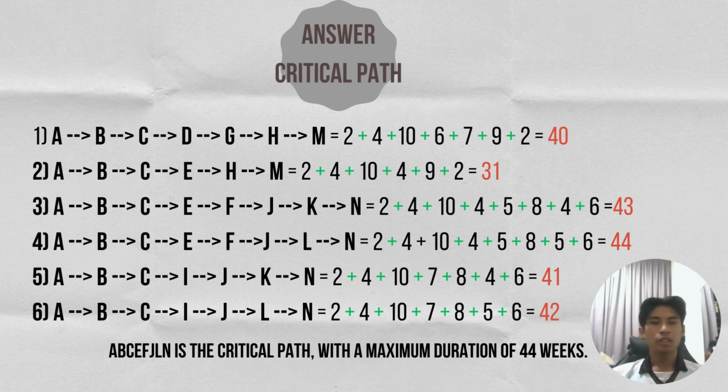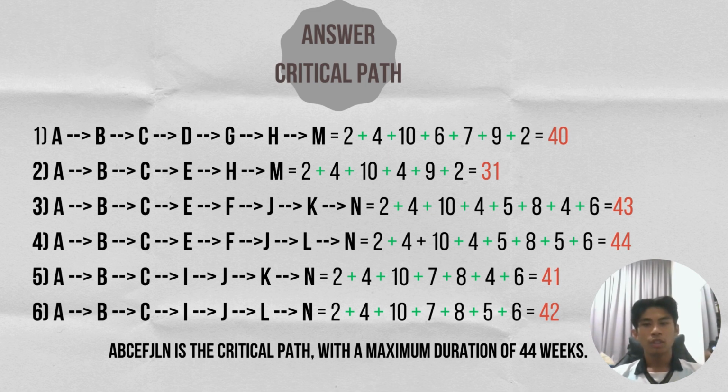Next is to find the critical path. Based on the question, we can see here the activity network. There are 6 activity paths. I will list down each activity with its completion time taken to find the critical path.